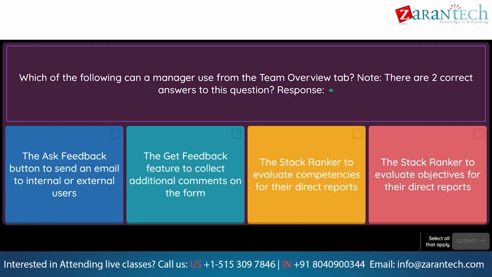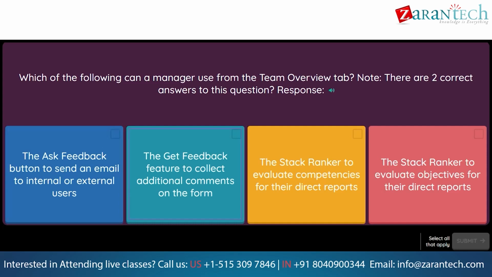Question: Which of the following can a manager use from the Team Overview tab? Note: there are 2 correct answers to this question. Response: Option 1, the Ask Feedback button to send an email to internal or external users. Option 2, the Get Feedback feature to collect additional comments on the form. Option 3, the Stack Ranker to evaluate competencies for their direct reports. Option 4, the Stack Ranker to evaluate objectives for their direct reports.